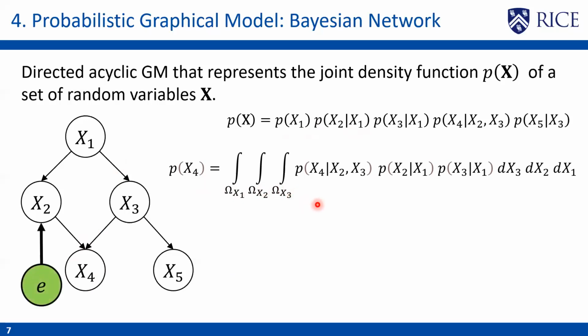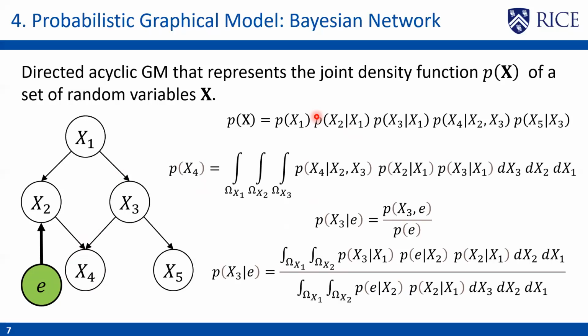Another very important feature of Bayesian networks is that we can actually incorporate evidence over time. So, for example, if we have evidence in the random variable x2 and we want to compute the marginal probability distribution of the variable x3, we can do it by calculating the probability of x3 given e. We propagate these uncertainties using Bayes' theorem.